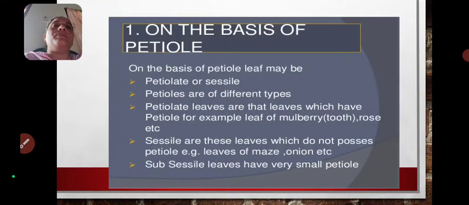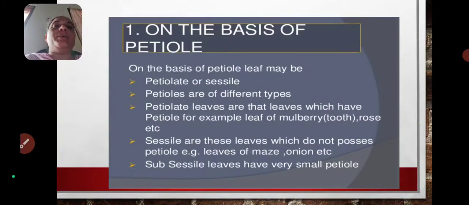On the basis of petiole, the leaves may be petiolate or sessile. What is the meaning of petiolate? If the petiole is present, you have to use the term petiolate. If the petiole is absent, you have to use the term sessile. So on the basis of petiole, the leaf may be petiolate or sessile.